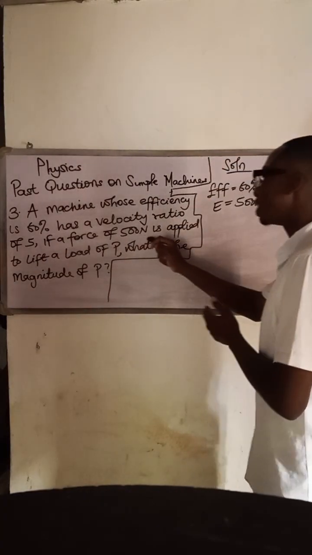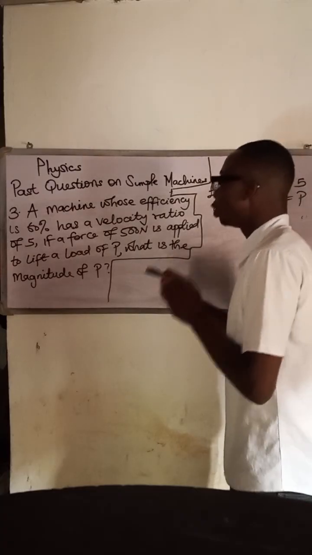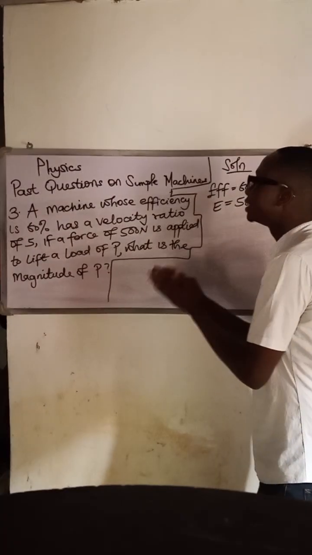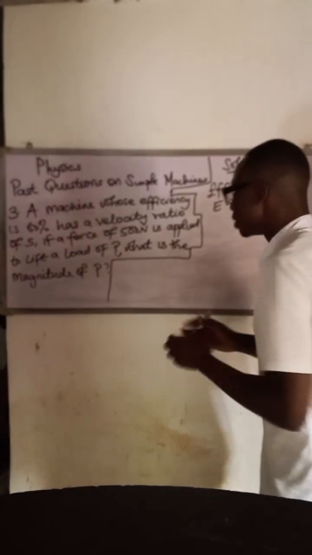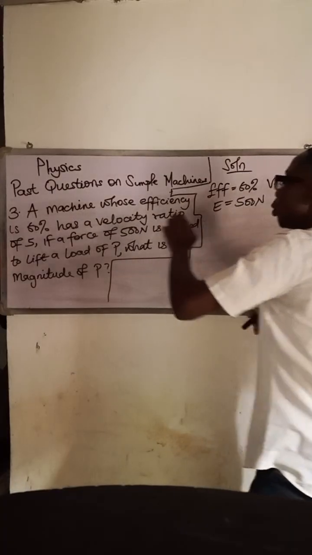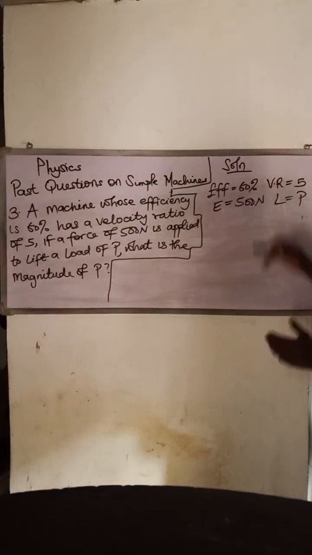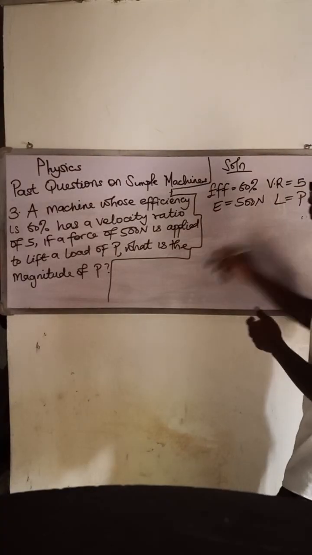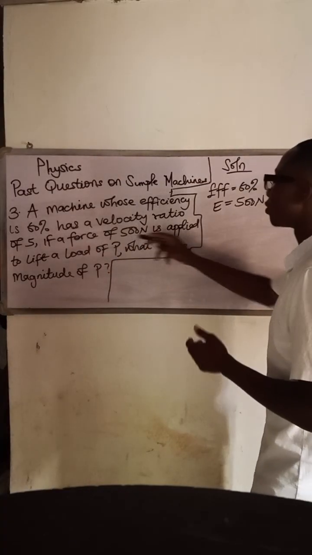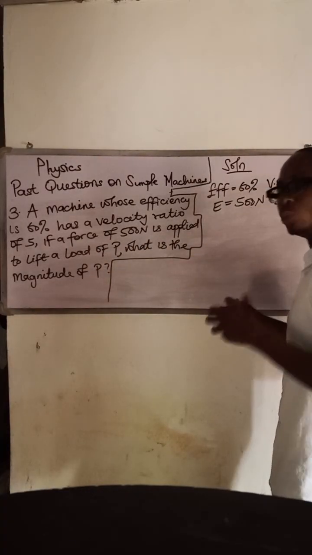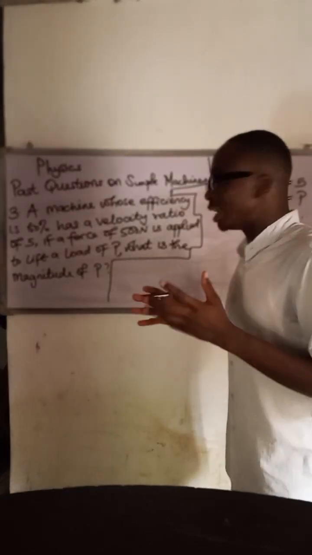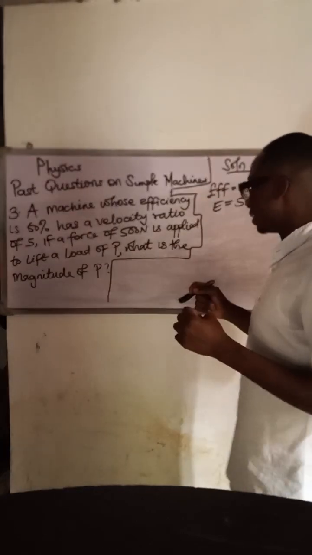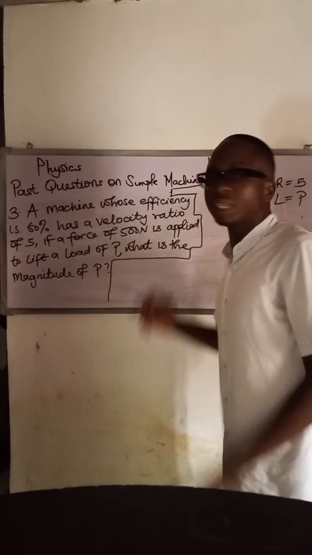A machine whose efficiency is 60% has a velocity ratio of 5. If a force of 500 Newton is applied to lift a load of P, what is the magnitude of P? They give us efficiency 60%, and it has a velocity ratio of 5, yes? If a force of 500 Newton is applied, which is the effort, okay? The effort of 500 Newton is applied to lift a load of P.